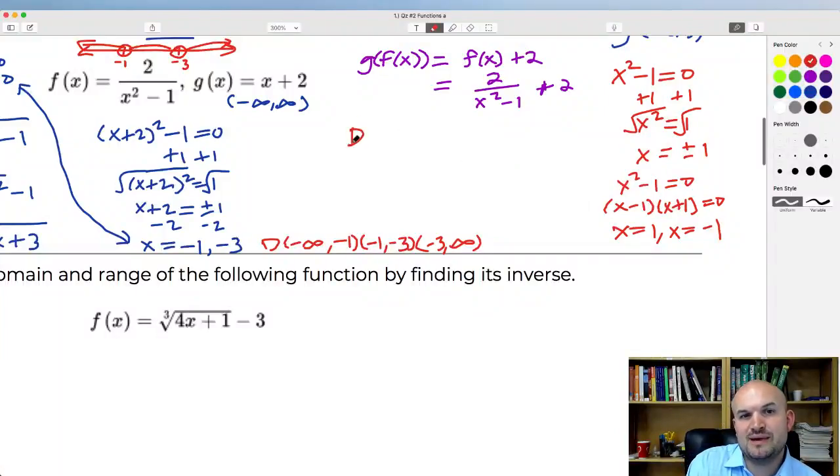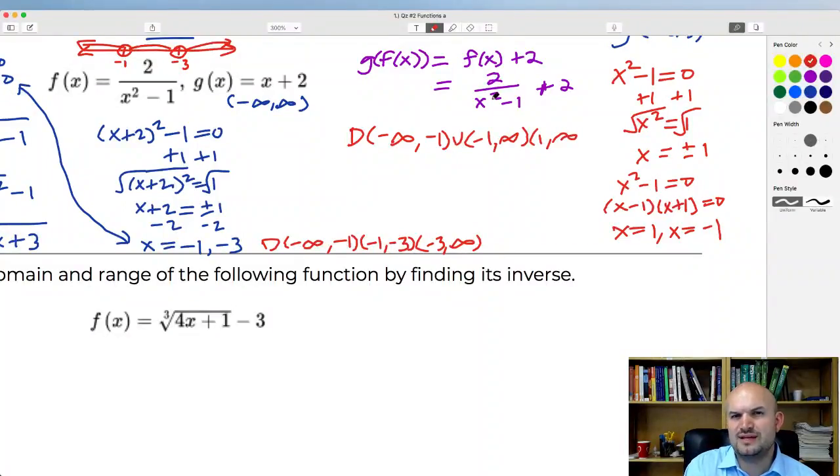So now let's go ahead and write the domain. It's going to be the same thing, but my undefined values are at negative 1 and 1. So for interval notation, it'd be negative infinity to negative 1, union, negative 1 to infinity, and then 1 to infinity. Nope, that's not right. Sorry about that. Negative infinity to negative 1, negative 1 to 1, and then union 1 to infinity.